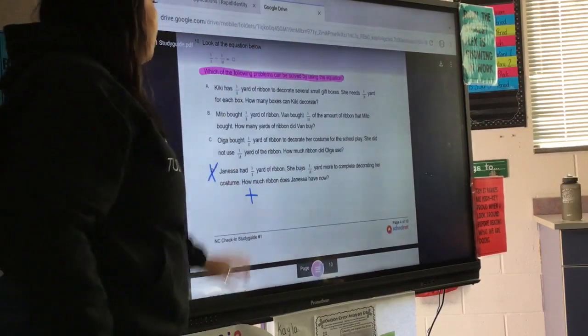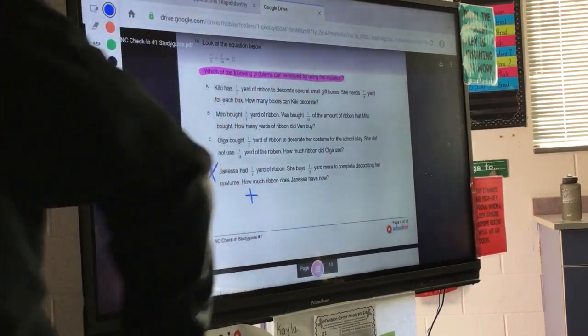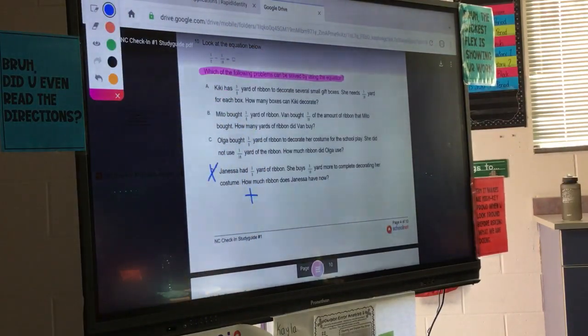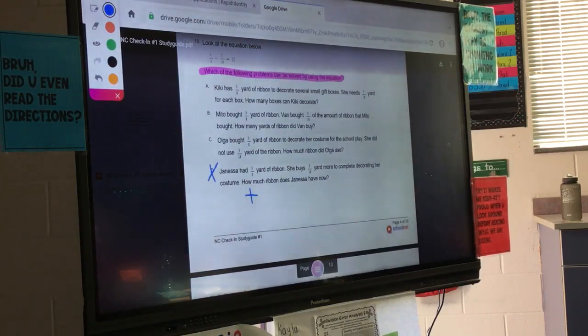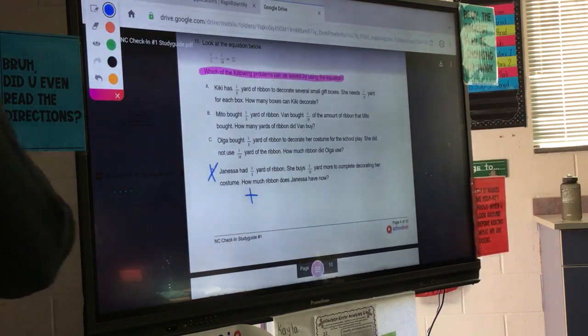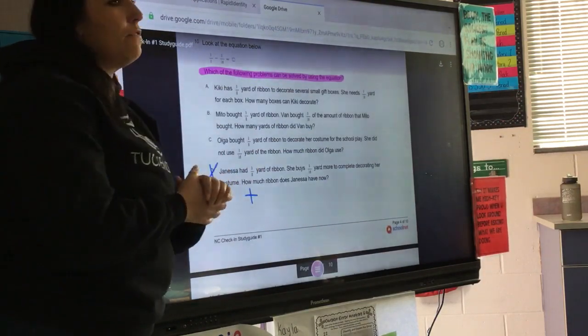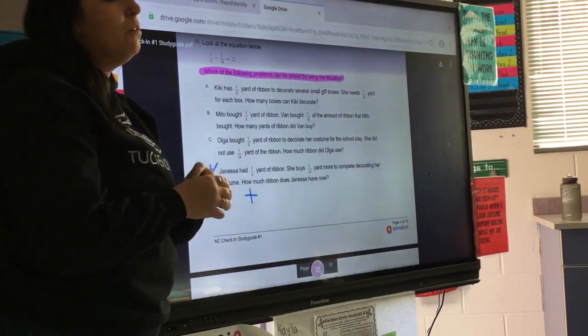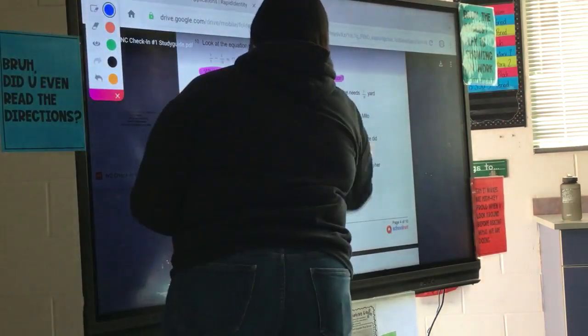So let's talk about C. What operation are you doing in C? She bought 3/8 yard, so that goes with our first fraction, so that's fine. She did not use 3/16. So how much did she use? Is that a division problem? No, it is not. What operation are you essentially doing to solve C? What do you think, Kara? Subtraction. You are subtracting for this one, so it is not C.